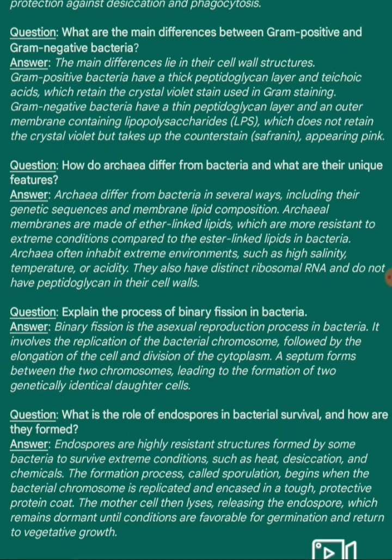Gram-negative bacteria have a thin peptidoglycan layer and an outer membrane containing lipopolysaccharides (LPS), which does not retain the crystal violet but takes up the counterstain safranin, appearing pink.